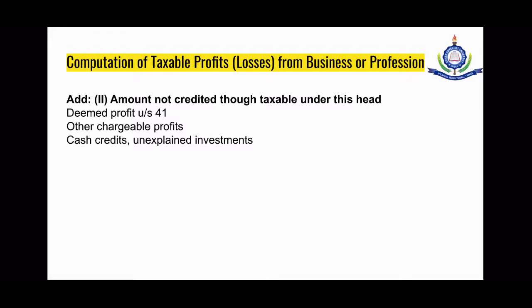So in the question you would find this as additional notes. There are 3 items that are comprising in this section that you would add to the net profit. The first is deemed profit under section 41, other chargeable profits, cash credits, and unexplained investments.